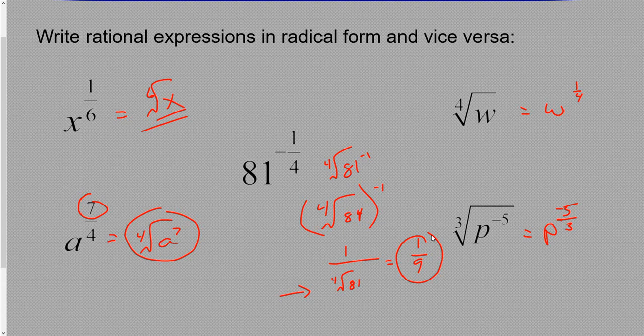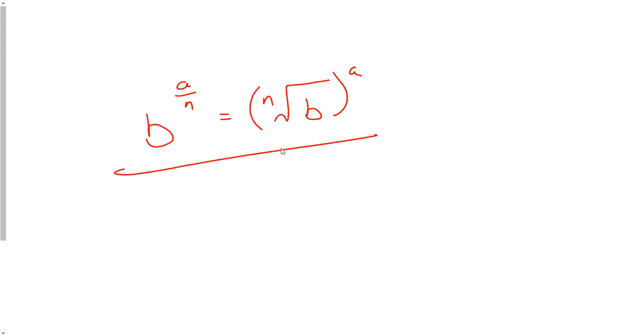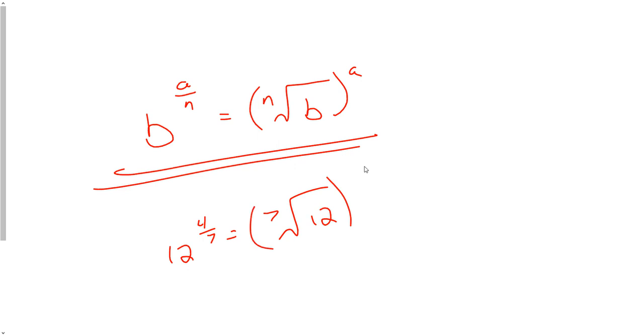Okay, so hopefully you kind of have a feel for how we go back and forth. I'm going to write a general form here real quick. Let's say we'll call any number b to the a over n is the nth root of b to the a. Right, so you can kind of just see how things move back and forth. We can do a numeric example. Let's say 12 to the 4/7 is the 7th root of 12, and the whole thing is raised to the 4th power. So go ahead and pause this if you want to get this in your notes.